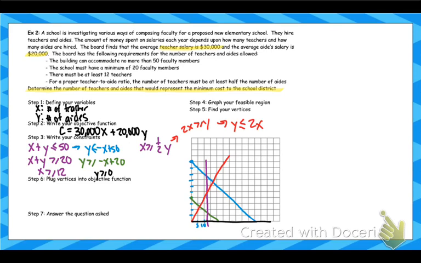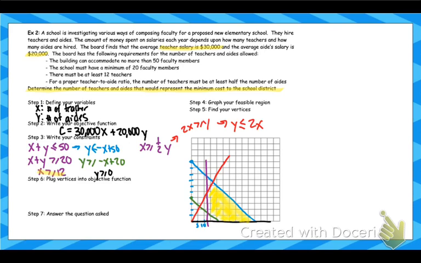All right, so now we have to find that shaded region. I want to shade below the blue line. I want to shade above the green line. I want to shade below the red line and to the right of the purple line and above that black line as well. So that is my shaded region.